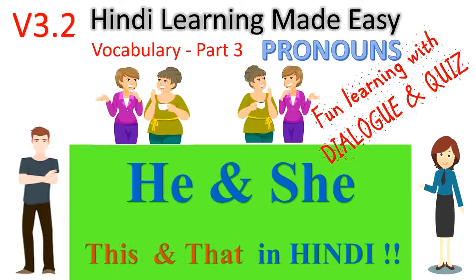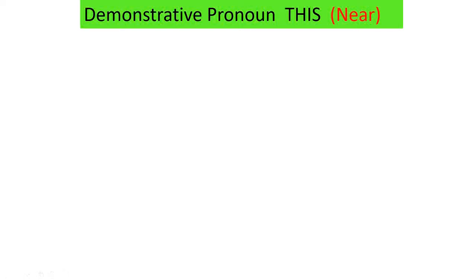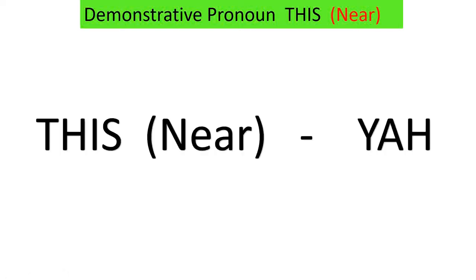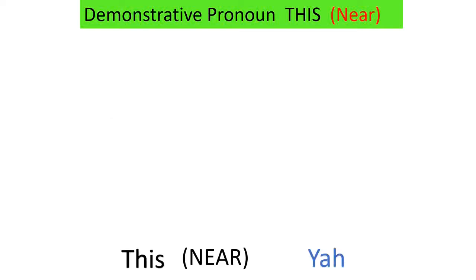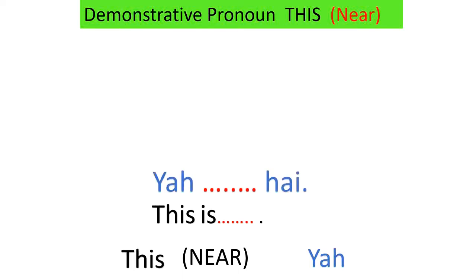So let us start. In English, this is a demonstrative pronoun which points to something or someone near. This in Hindi is yah. Speak with me, yah. You already know is in Hindi is hai. So this will be yah hai.